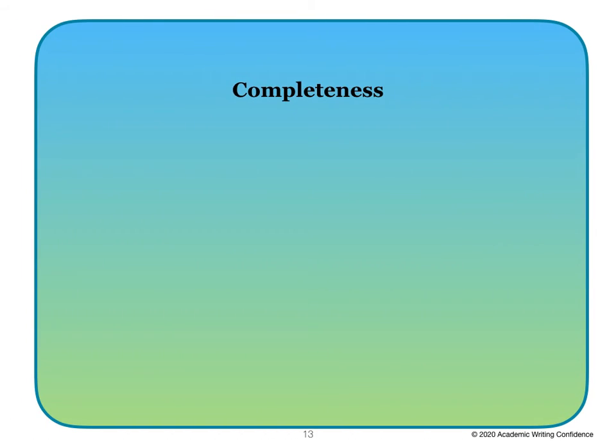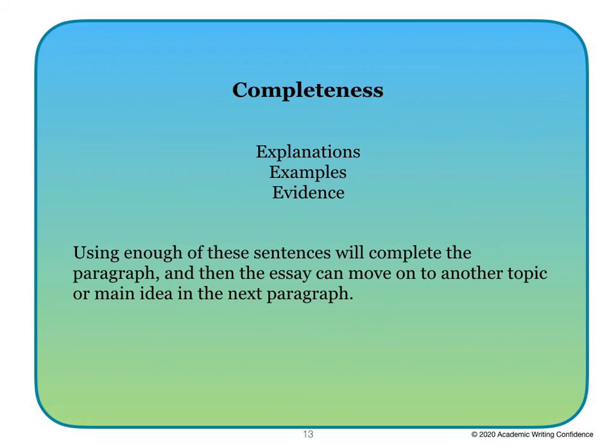Now, to be sure that your paragraph is complete, you should use explanations, examples, or evidence. Using enough of these sentences will complete the paragraph, and then the essay can move on to another topic or main idea in the next paragraph. This is what we mean by completeness.